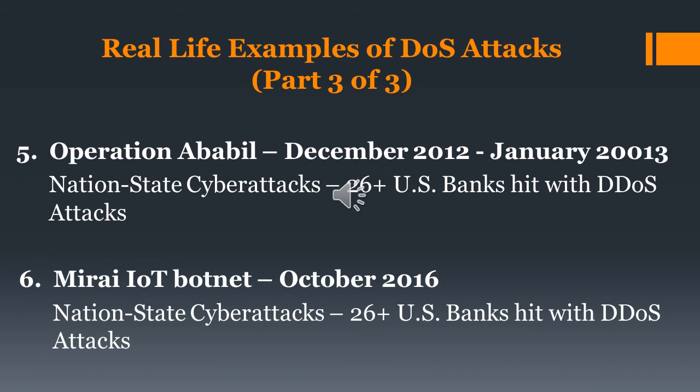This occurred from the fall and winter of 2012 and 2013. 26 or more banks were hit by this overwhelming internet traffic. This attack affected Bank of America, Capital One, Chase, PNC, Wells Fargo, and many others.